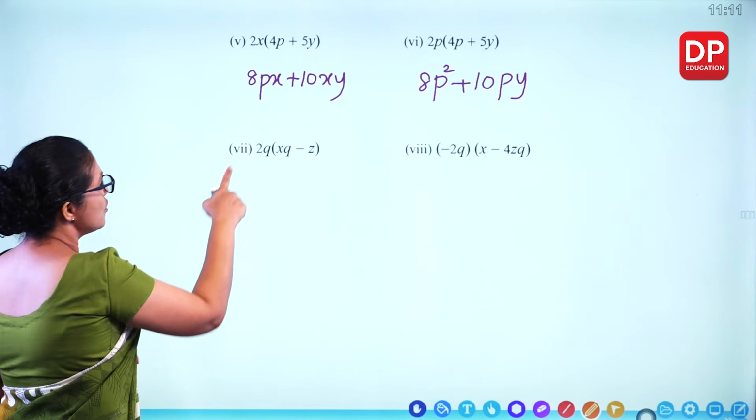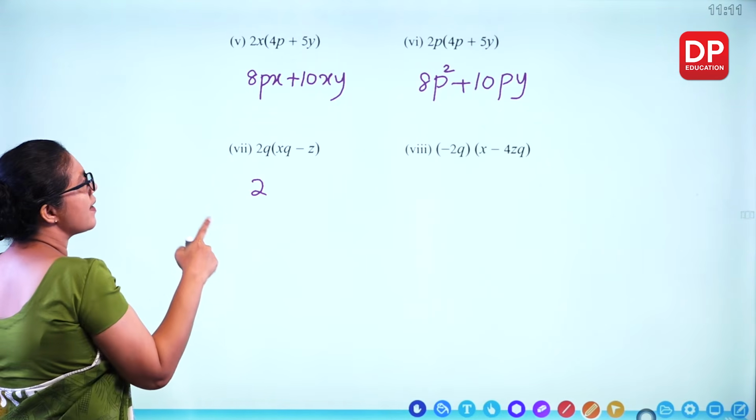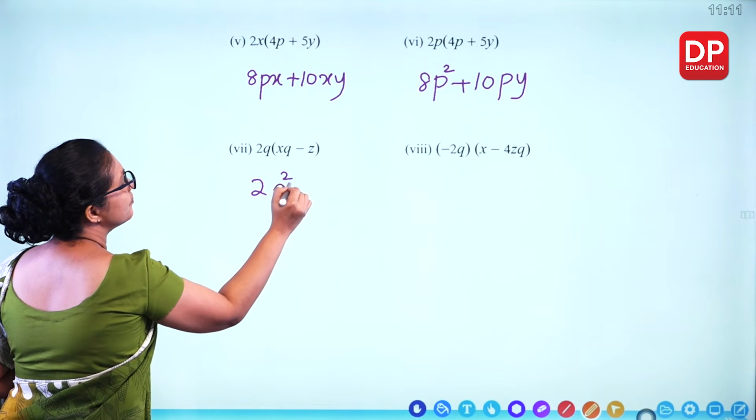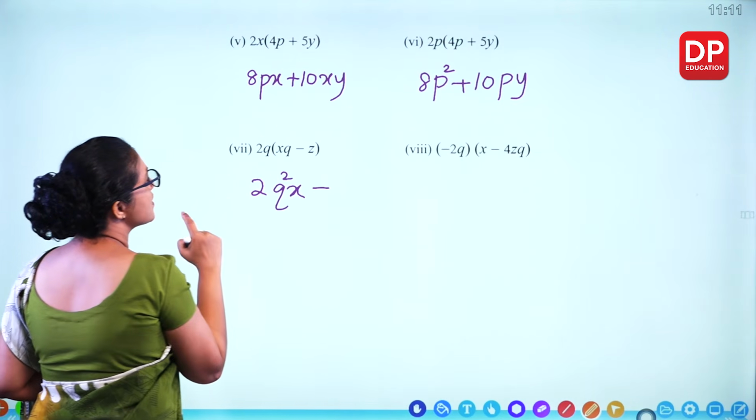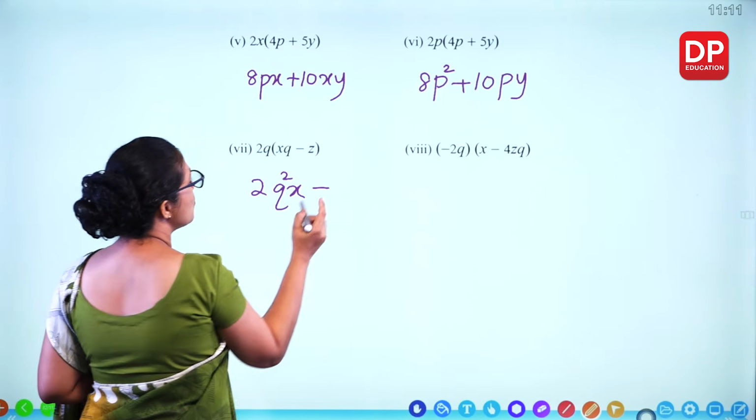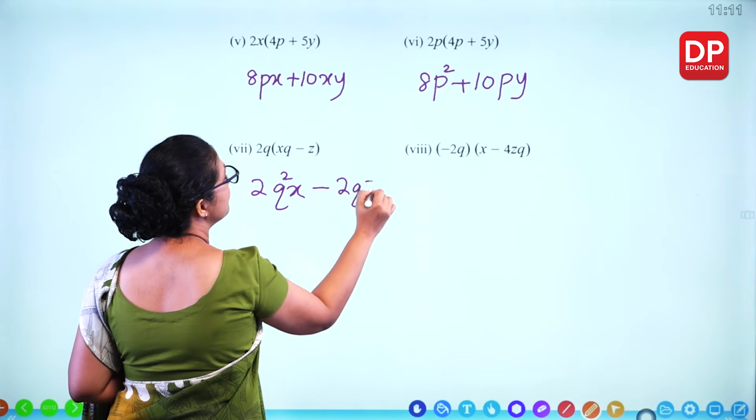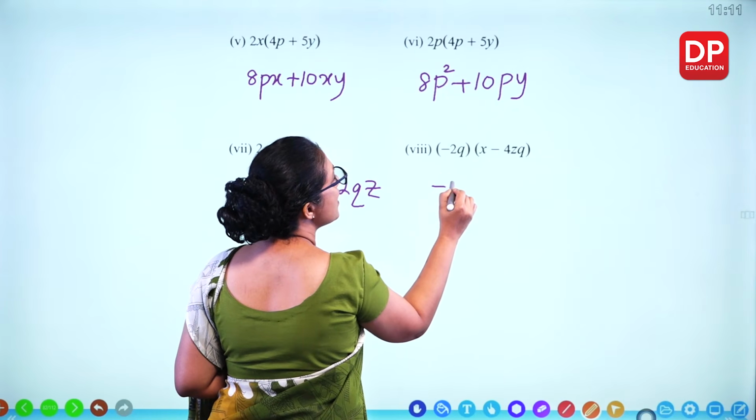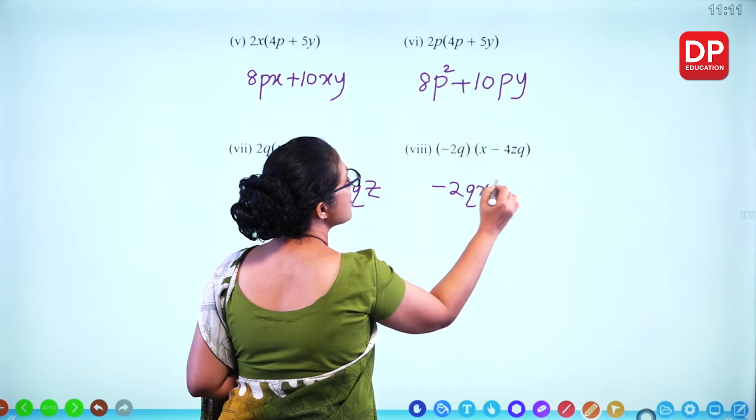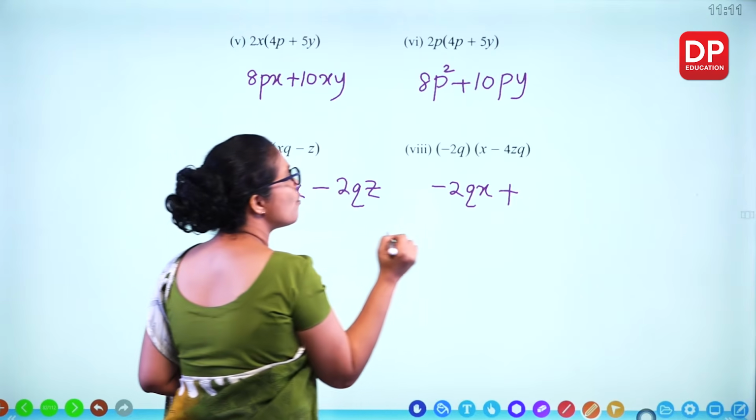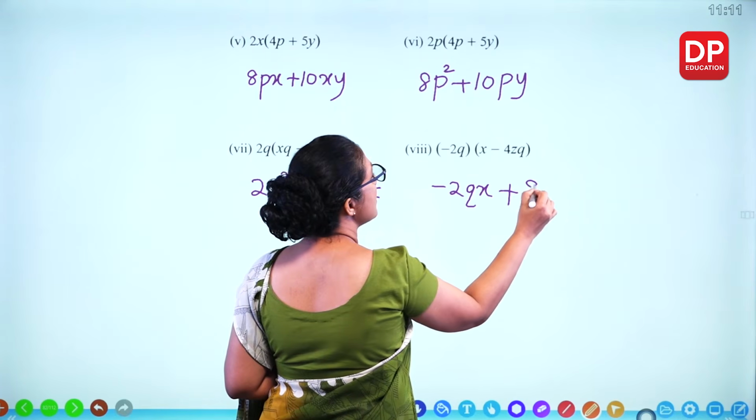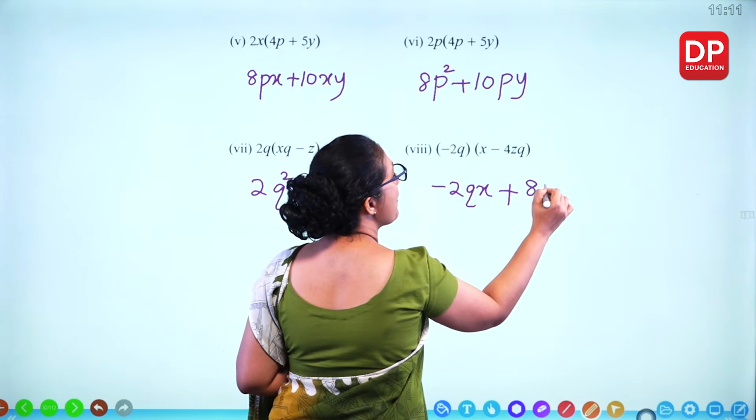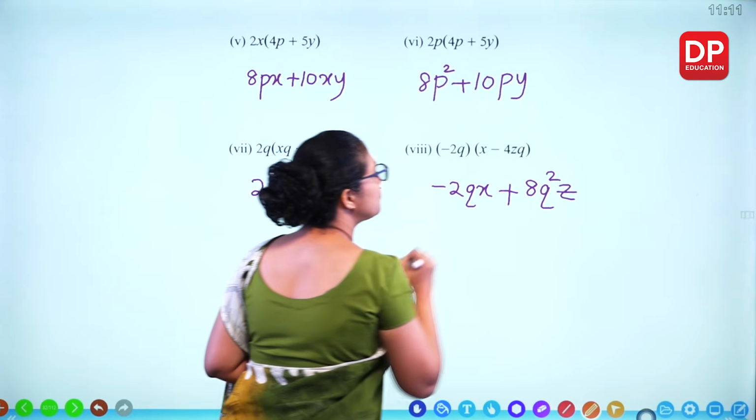Here 2 is there, qx, q. So q squared x minus 2q and z, 2qz. Minus 2qx, minus 2qx. Minus into minus plus. 4 times 2, 8. 8 q into q, q squared, and z is there.